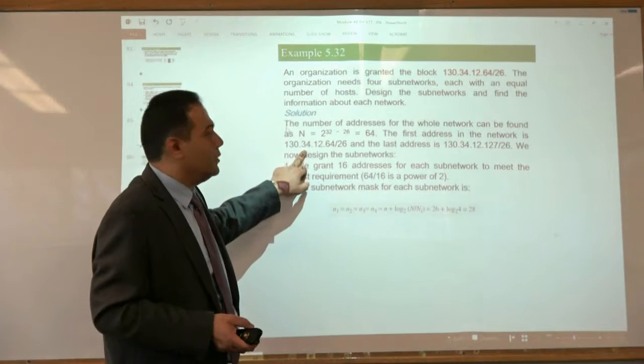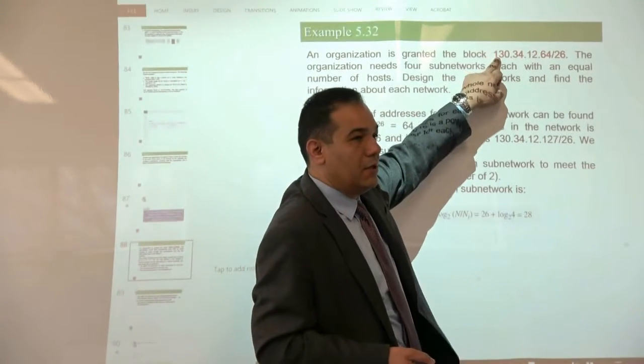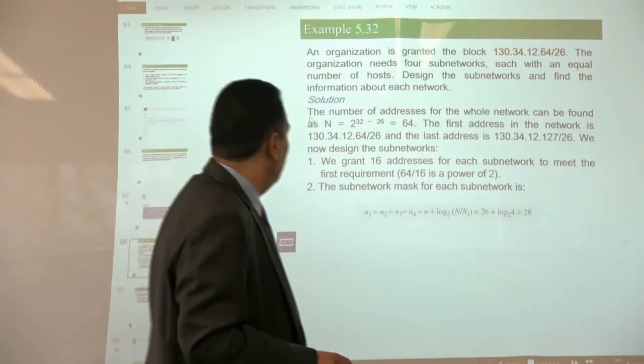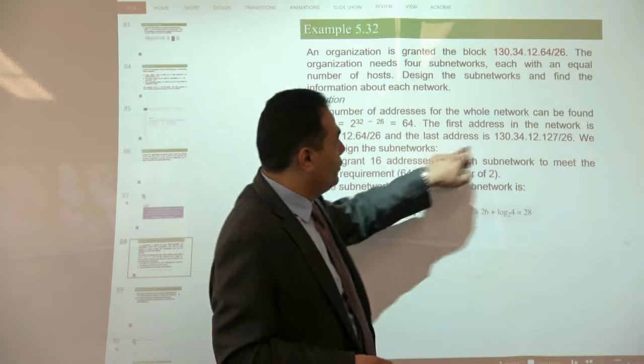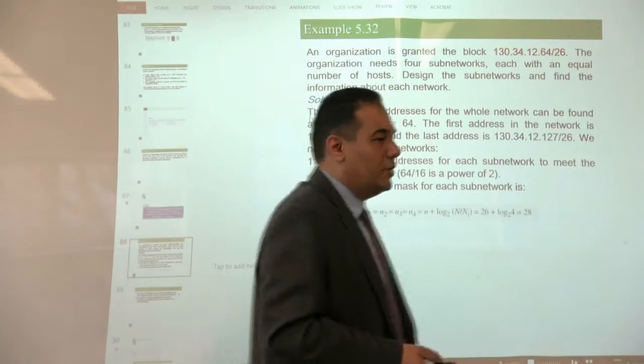How do I calculate this? With the subnet mask. How do I know the subnet mask? Calculating from the /26. Alright? And the last address is this. How can I calculate it? With the complement of the subnet mask.